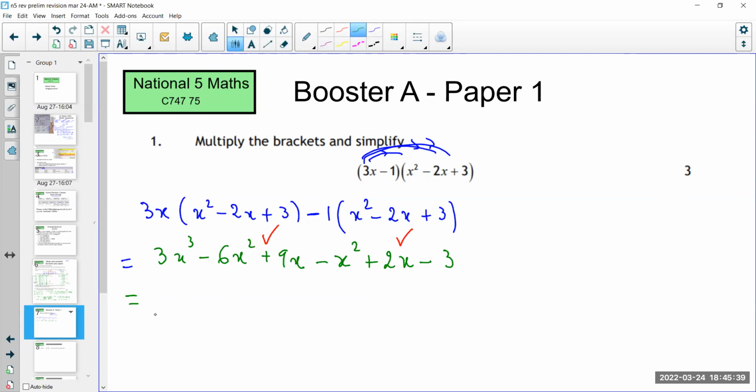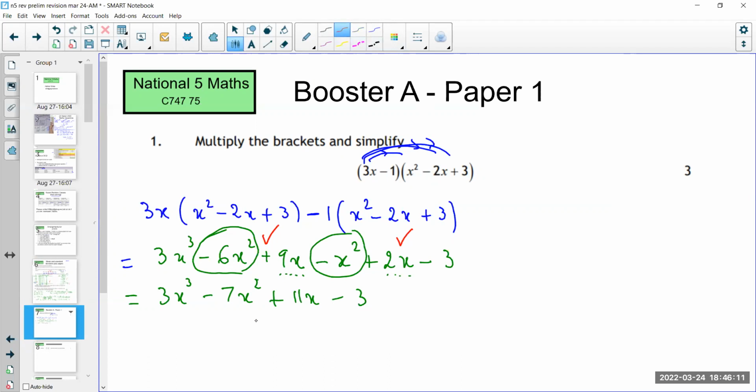And to get your last mark, group the like terms. I've got x cubed, which stays x cubed. I've got x squared here and another x squared here. Negative 6 minus 1 more, so more negatives, negative 7x squared. I've got a 9x plus a 2x, that's plus 11x, and I've got my negative 3 on its own. And that's how you get your third mark.